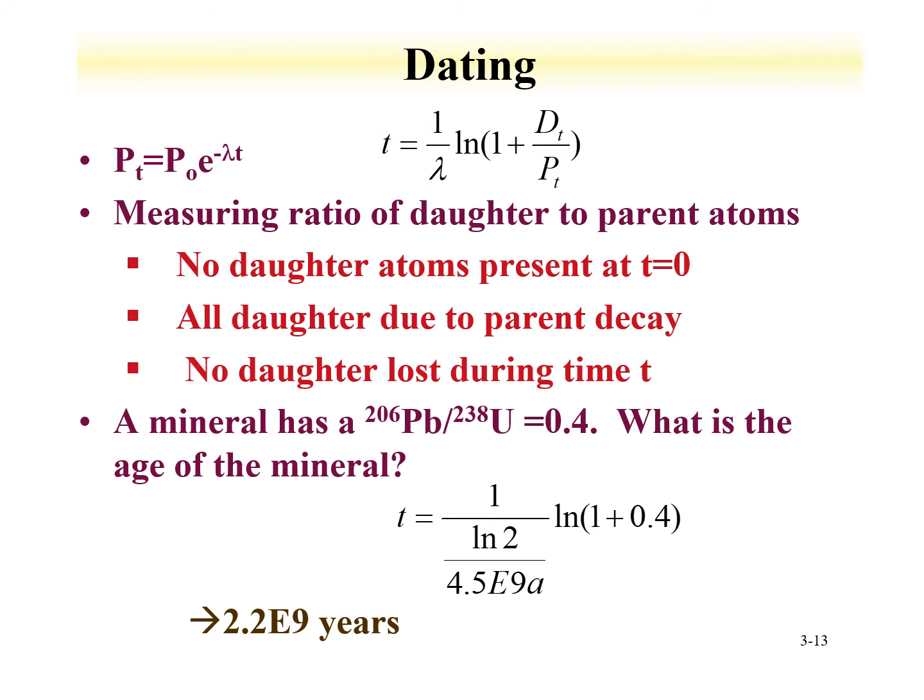So what we're saying is that at time 0 there were no daughter atoms present, that all the daughter atoms are due to the decay of the parent, and that no daughter atoms were lost during this decay period. So there are a few conditions that are necessary for this relationship, of all the parent at time 0 being described by the parent at time t and the daughter at time t.